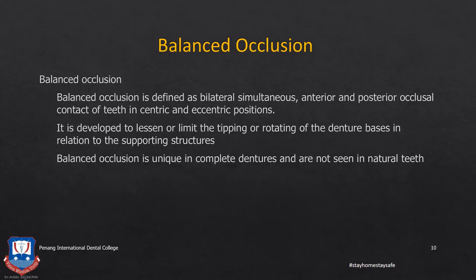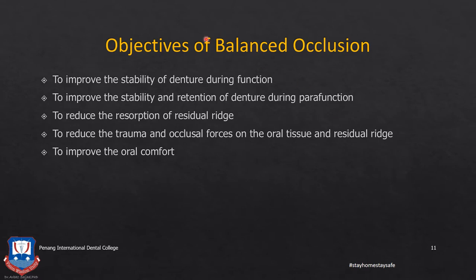Now coming to balanced occlusion. Balanced occlusion per se by definition is defined as a bilateral, that is both right and left, simultaneous anterior and posterior contact of the occlusal surfaces of the teeth in centric and eccentric positions. It is developed to lessen or limit the tipping or the rotating of the denture bases in relation to the supporting structures. Balanced occlusion is unique to complete dentures, and as I mentioned, is not a part of the natural teeth. So what are the objectives of balanced occlusion?